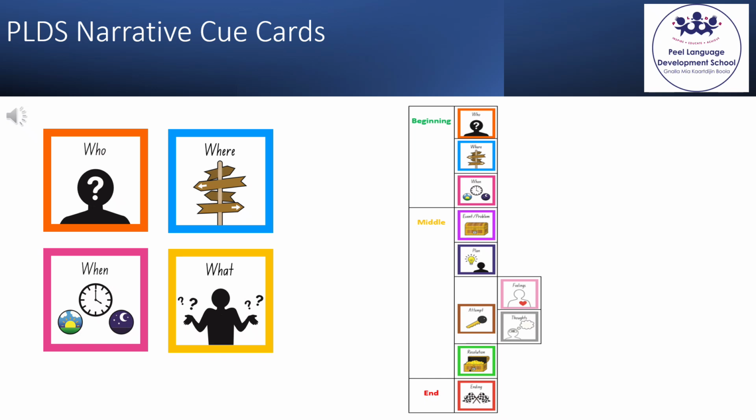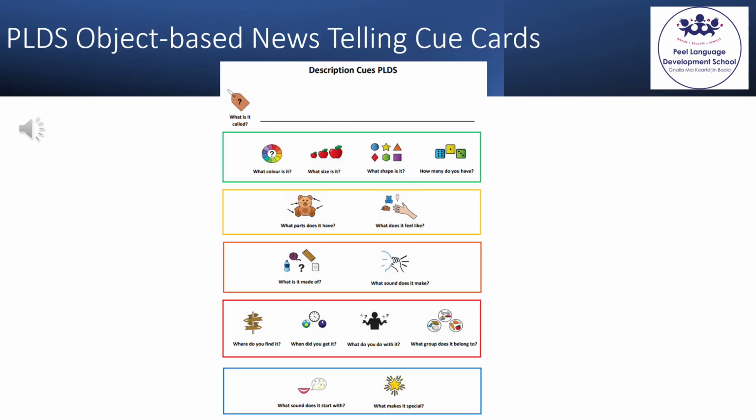As mentioned previously, these are the object-based news-telling cue cards that you can practice telling news with your child before their news day. You don't need to use all of the cue cards, but choose a couple to help your child structure and provide more information in their news. These can also be used to describe any objects around the house as well. And they might even enjoy telling you news and pretending you are the student at school as well. So it can be quite an enjoyable activity to do together.